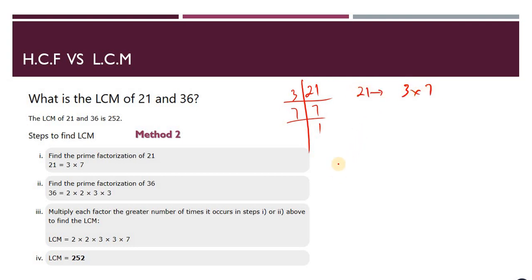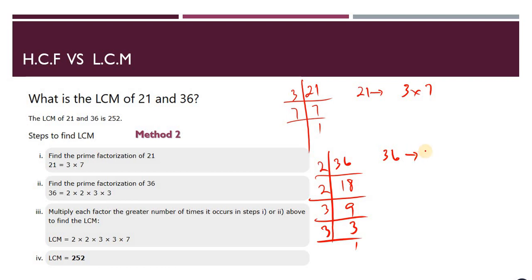We prime factorize the next number, which is 36. We divide by 2, get 18. Divide by 2, we get 9. The only prime number that can enter 9 is 3, and 3, the only prime number that can enter itself is 3. And so prime factorizing 36, we get 2 times 2, then 3 times 3.